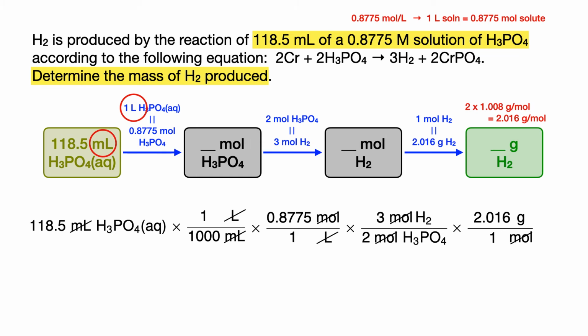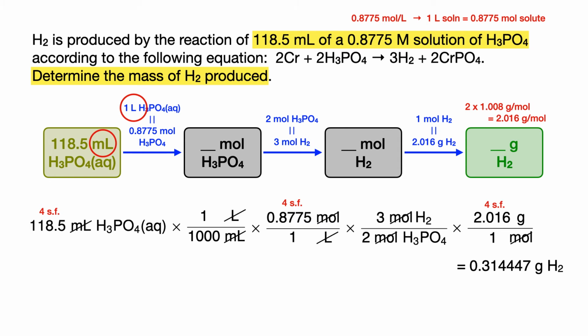If we type the numbers into our calculator, we find that we end up with a mass of 0.314447 grams. And then we're going to round this off to an appropriate precision. The numbers that went into the calculation, the volume had 4 significant figures. The concentration also had 4 significant figures. The molar mass of hydrogen had 4 significant figures. All of the other numbers in the calculation, the 1s, the 1,000, the 2, and the 3, those are all exact numbers, and so they're not going to affect the precision of our answer.